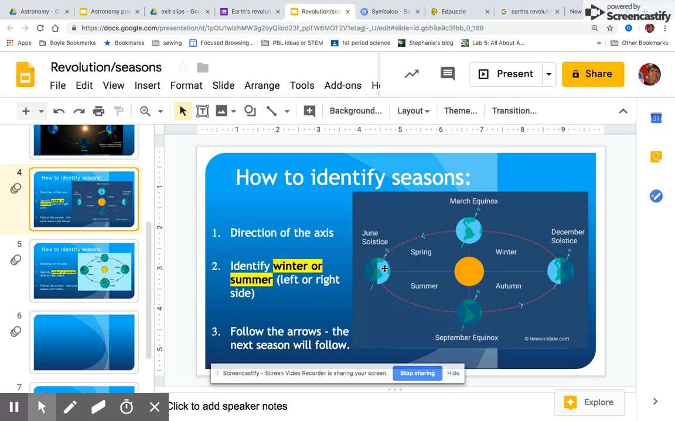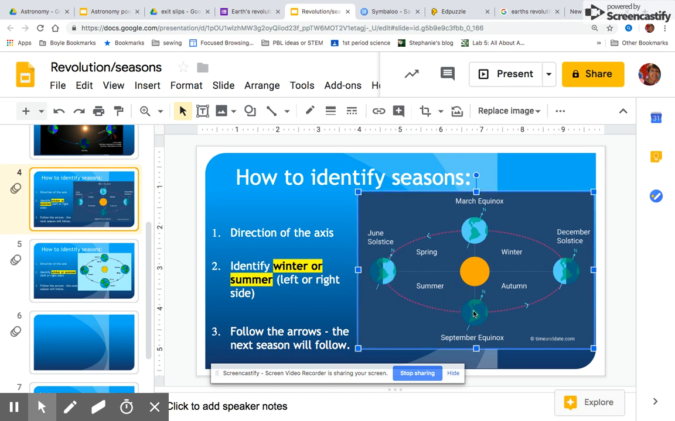Check. Here's my axis. So the equator would be running this way. Therefore, longer days, shorter nights. So I know I'm correct. So this is summer. Follow the arrow. This would be fall, winter, then spring. So pay attention, look again, and go back and try that again.